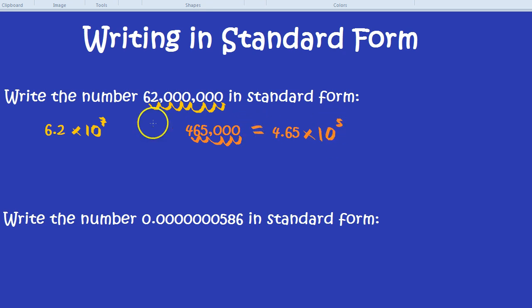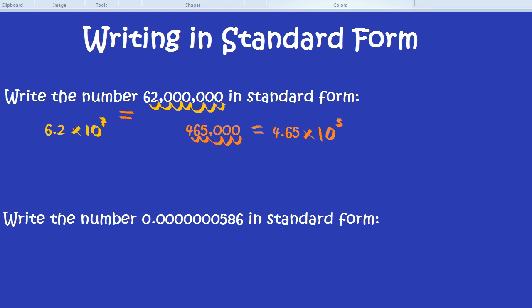What we've done in both of these cases is convert the huge numbers, 62 million and 465,000, into a standard format. Notice it always kind of looks the same now, just a simple number between 1 and 10 multiplied by 10 to different powers. We'll do one more where we have a positive power of 10, and then we'll practice tiny numbers.